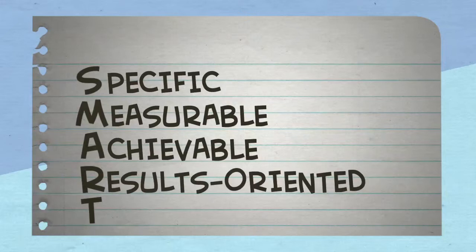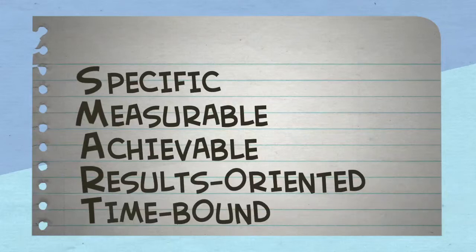results-oriented, and time-bound. Ask yourself and fellow parents, what specific changes do we want to achieve? What do we need to do to achieve those changes? When do we want these changes to happen? How do we monitor and measure the success or failure of our advocacy campaign?